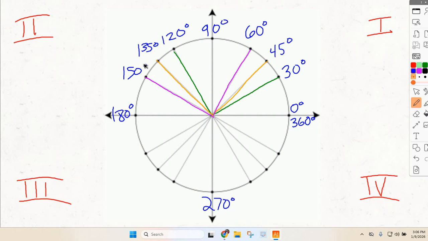Now notice that I can do something similar. If I go all the way across, what type of angle is going to be created there? A straight angle. So what degree angle is that? 180. So now we can take each of our original angles and add 180. So what is 30 plus 180? 210. 45 plus 180, 225. And 60 plus 180, 240.